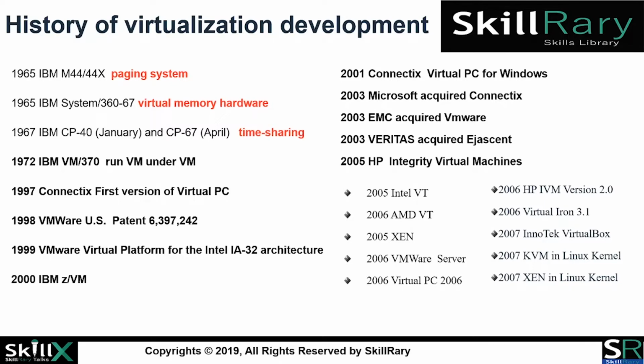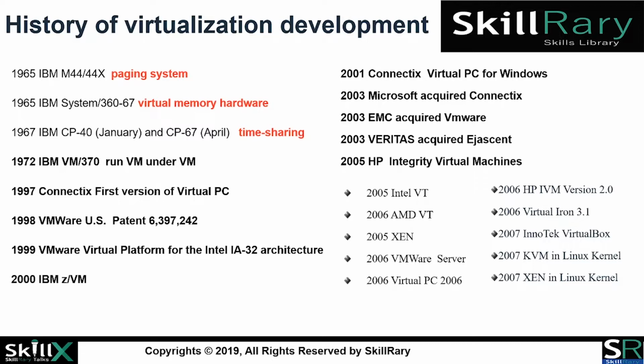In 2001, Connectix Virtual PC for Windows was given. In 2003, Microsoft acquired Connectix. Connectix is now actually Microsoft. In 2003, EMC acquired VMware, and again in 2003, Veritas acquired Ejascent. In 2005, HP had Integrity Virtual Machines, and thereby the progress grew faster. Intel had VT, AMD had VT, and we also came up with Xen machines and Xen processors, as well as Xen virtual machines. In 2006, we got to see VMware Server.